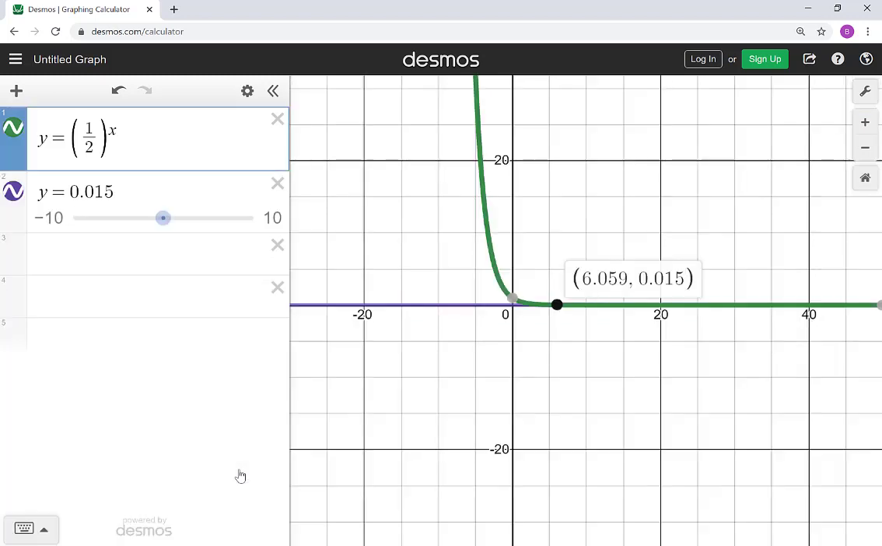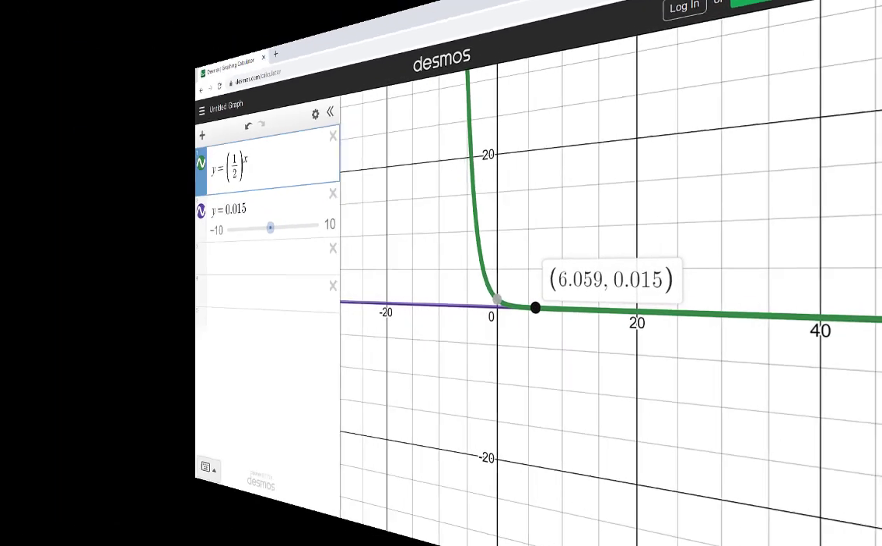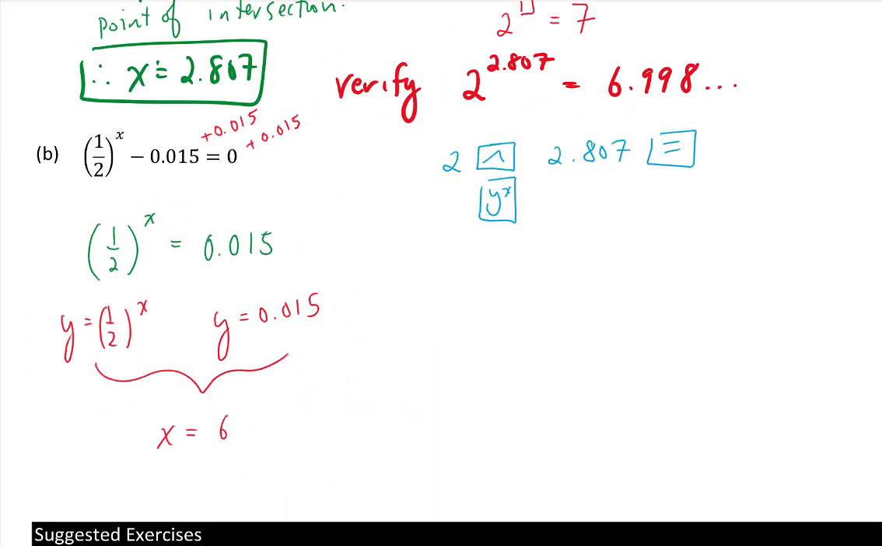So this one's a little bit trickier to find because the values are so close. But notice if I tap on the green graph, it pulls up some points. And the second point you can see is the point of intersection because I have decimal 0.15 for my y value, but I have 6.059 for my x. So 6.059 is what we're saying it should be.